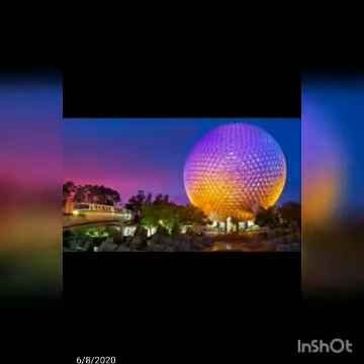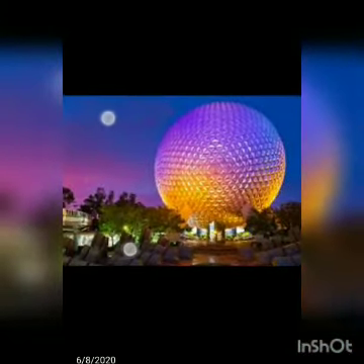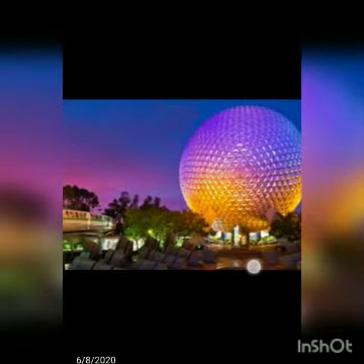I have another one. What's this? This sphere. It's the Epcot Center. Yes, the Epcot Center is in Miami, right? Good. It's in Disney World.